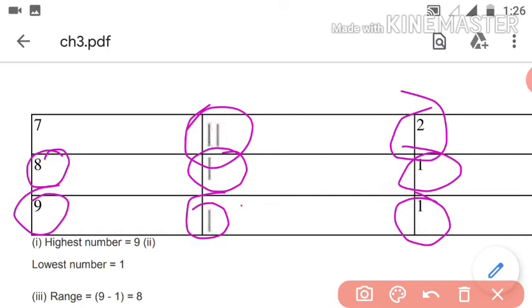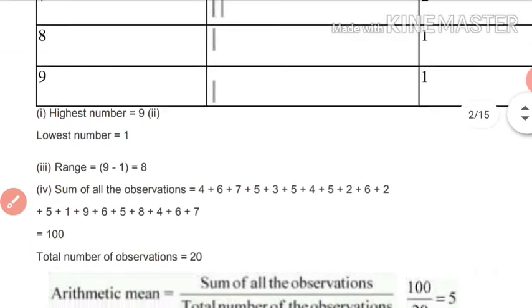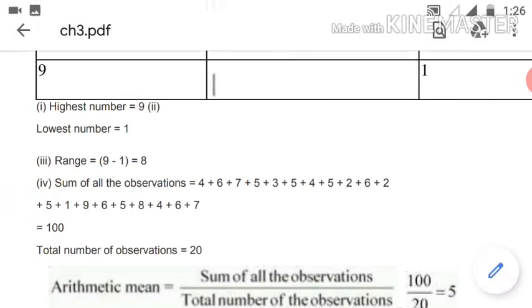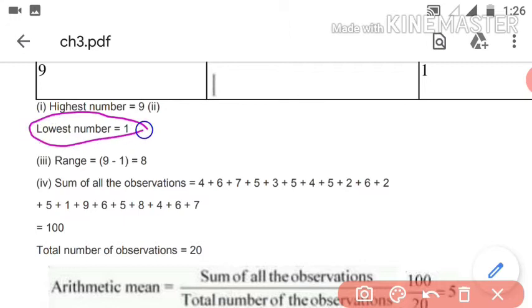Now the question number 1 is what? The highest number, isn't it? Which is the highest number here? Highest number is 9, isn't it? So 9 is the answer for the first question. Now second question, what is the lowest? Lowest is 1, isn't it? So lowest marks is 1. And range, we know how to find range. Range equals highest minus lowest, isn't it? So highest is 9 and the lowest is 1. So 9 minus 1 is equal to how much? 8.